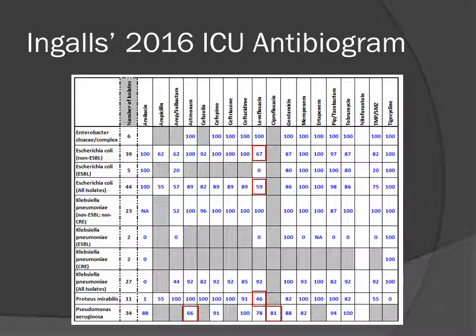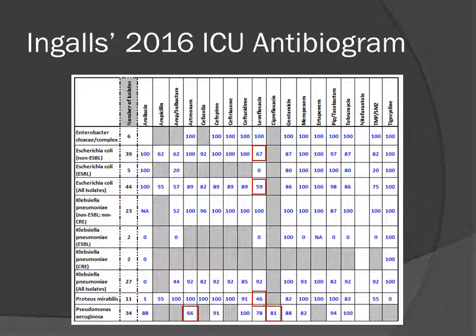This is the ICU-only antibiogram, and if we take a look again, we see problems with the fluoroquinolones in treating the different pathogens. If we look at all of our E. coli isolates from the ICU, only 59% were sensitive to Levaquin. For Proteus, only 36%, and for Pseudomonas, for some reason we had a little bit of an uptick.